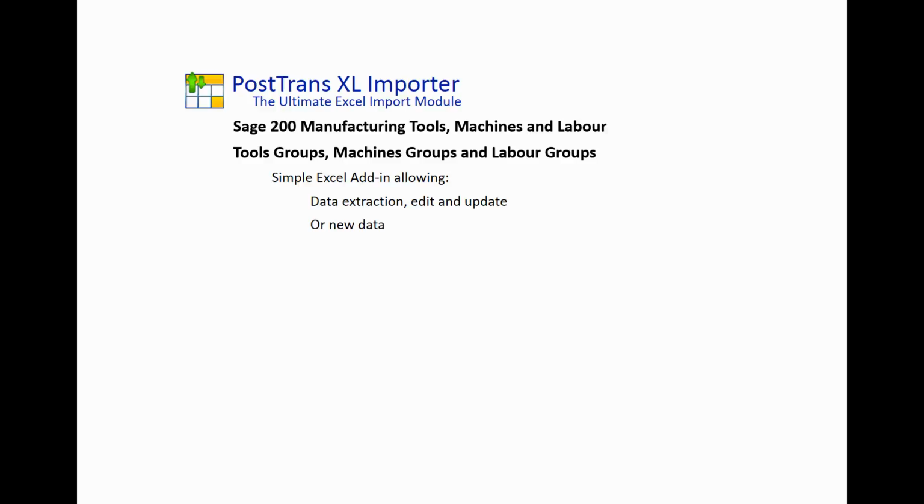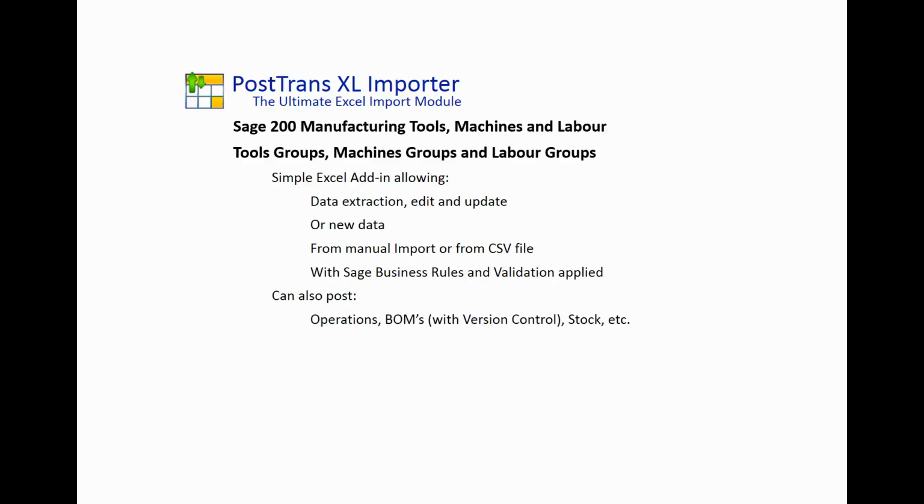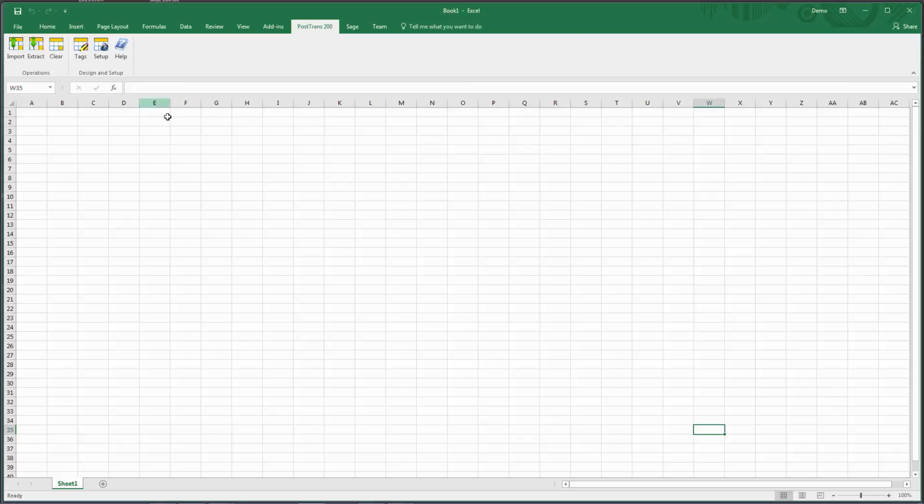Of course, we can add new rows very easily from manual input, or of course information could have been brought in from a CSV file. As the data is imported, all Sage business rules and validation are applied. You can also post operations BOMs with version control and stock records, amongst a whole host of other things that PostTrans will do. So let's see PostTrans in action.